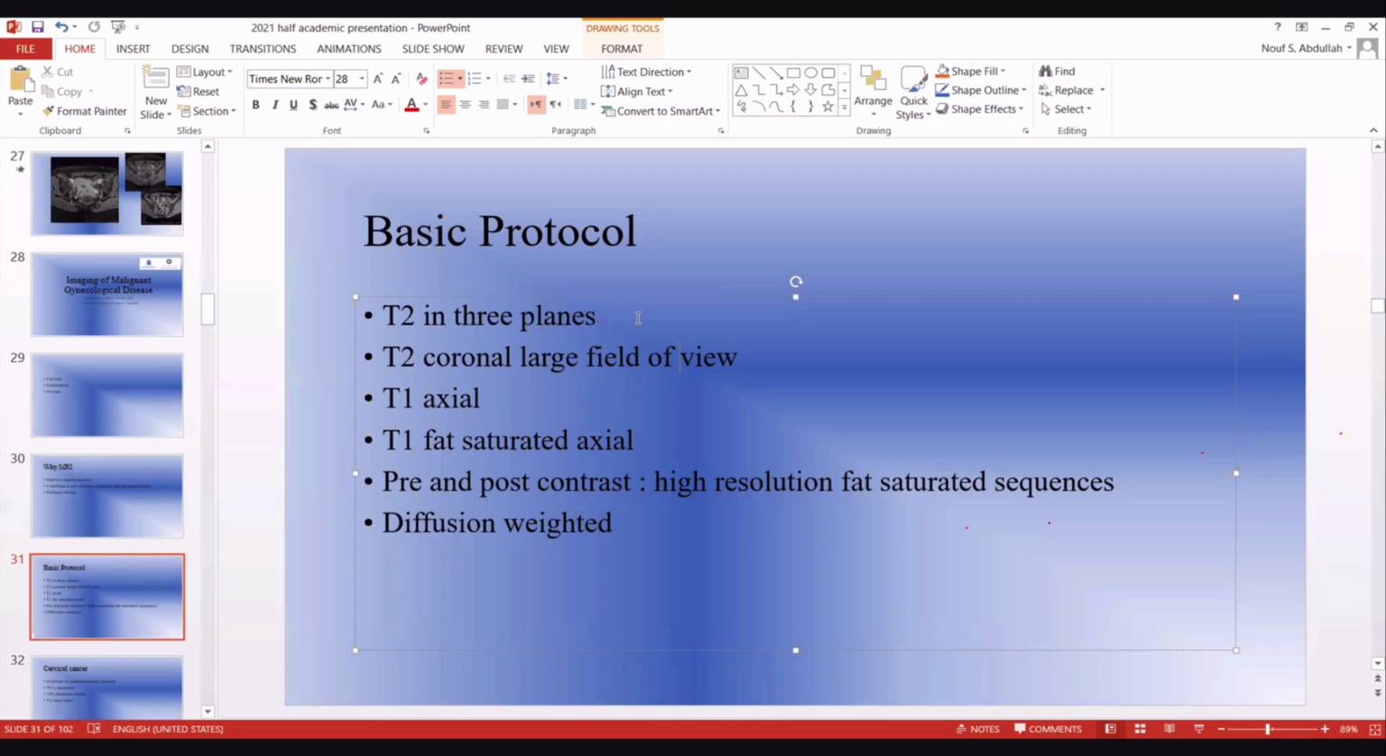And then you have the pre and post contrast high resolution fat saturated sequences. We commonly do the diffusion weighted sequences, which are especially and extremely helpful in cases of ovarian lesions.